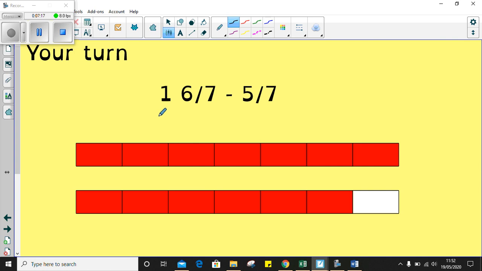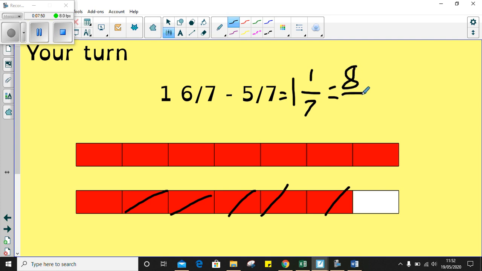So below here, I've got 1 6/7 shown as a picture, and I'm going to subtract 5/7. So I'm going to take 1, 2, 3, 4, 5/7 away. Now there's two ways you can do this. You can look at this and you can see that you've got one whole and 1/7 remaining. And that's probably the way I do it. Or you can go 1, 2, 3, 4, 5, 6, 7, 8/7 remaining. So either answer is correct because both answers are the same.